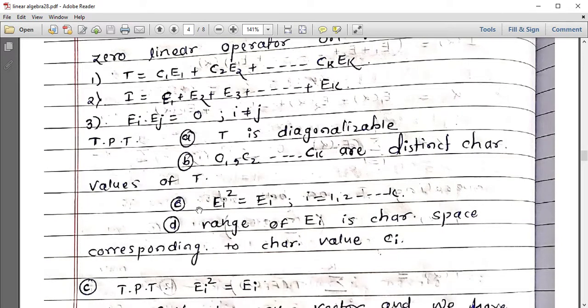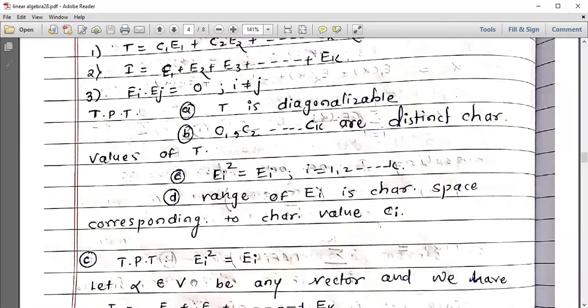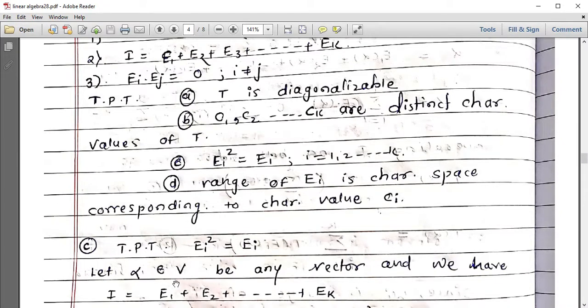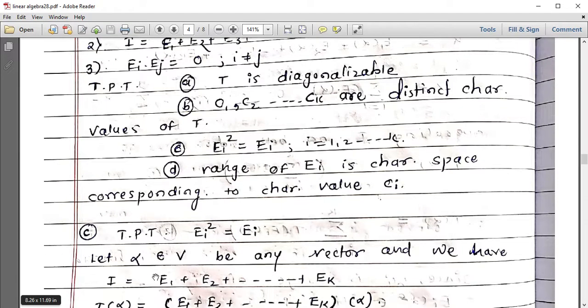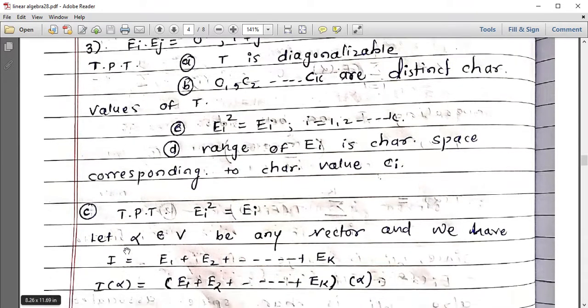First, we have to prove statement number C. What is it? E_i square is equal to E_i, that is, each E_i is a projection on V. For this, let alpha belonging to V be any vector, and we have I equal to E1 plus E2 plus up to Ek.